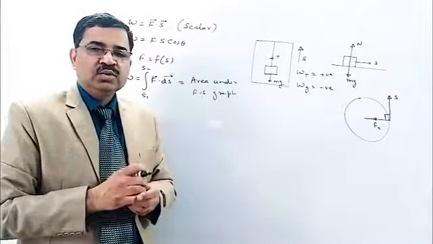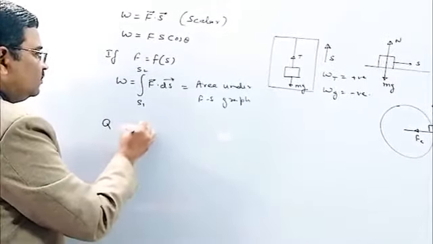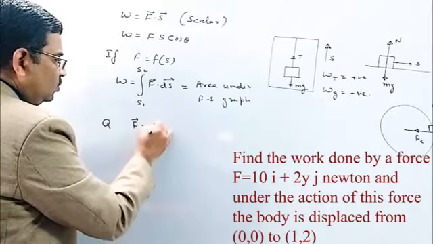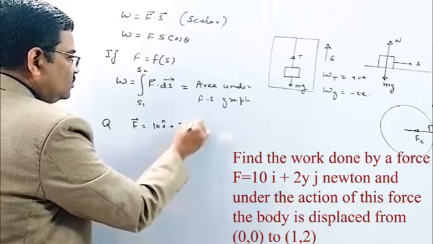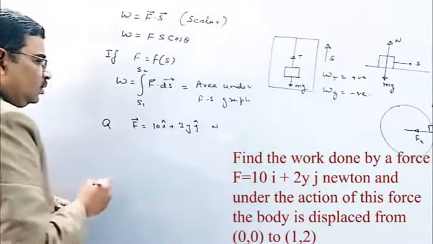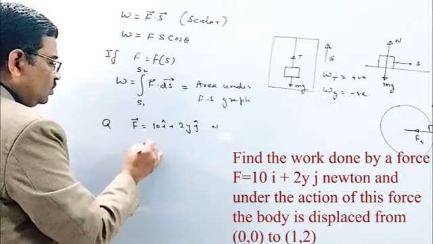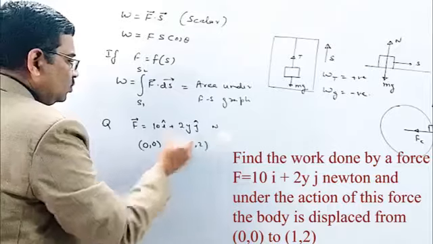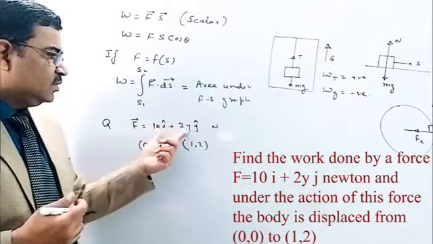Now let us take a question. Suppose the question is that find the work done by a force given by F = 10i + 2j Newton, and under the action of this force the body is displaced from (0, 0) to (1, 2). If this is the question that we have, we have to find the work done by this force.